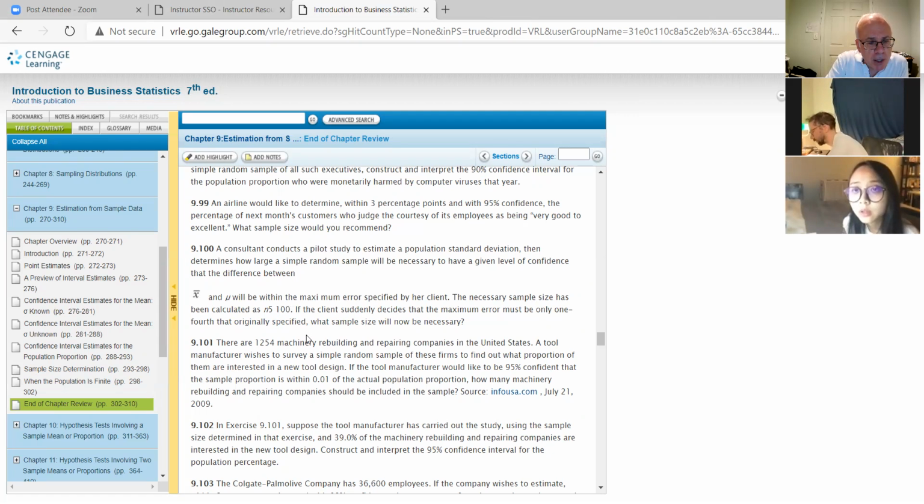If the client suddenly decides that the maximum error, and when they say error, they mean what? They're talking about margin of error. Right. That the maximum error must be 1/4 that originally specified, what sample size will now be necessary? Now, Steve, I think you already know the answer, right? You're kind of nodding your head. You don't even need to do the calculation. Han, do you know the answer up front without doing anything?